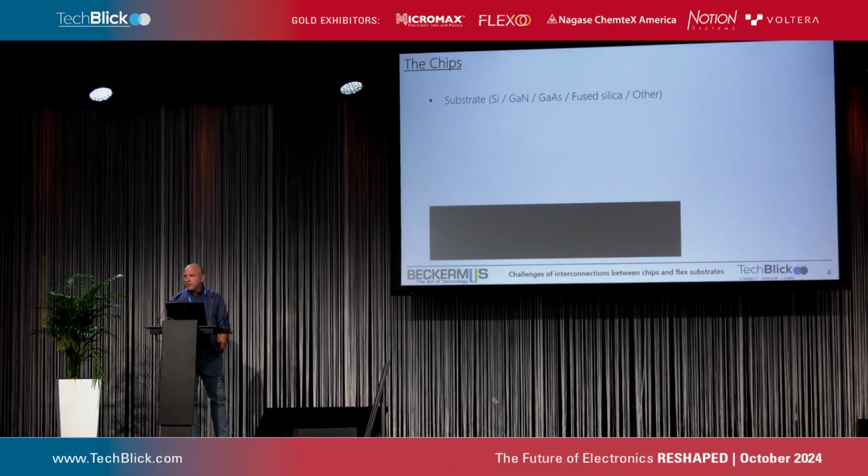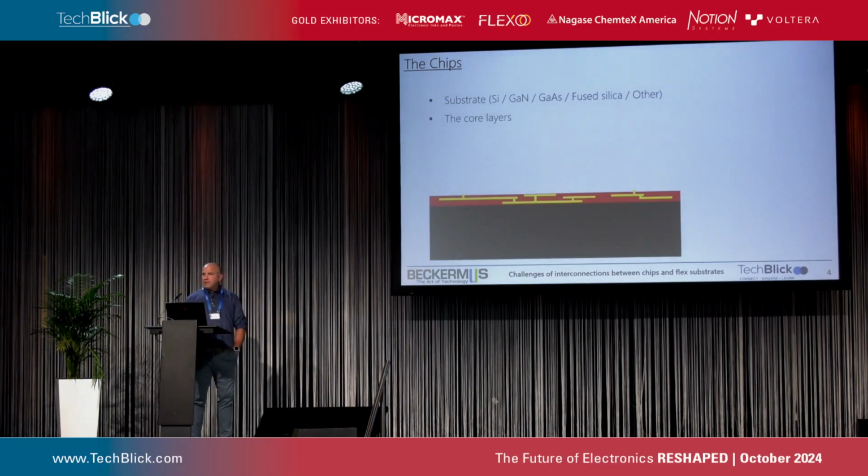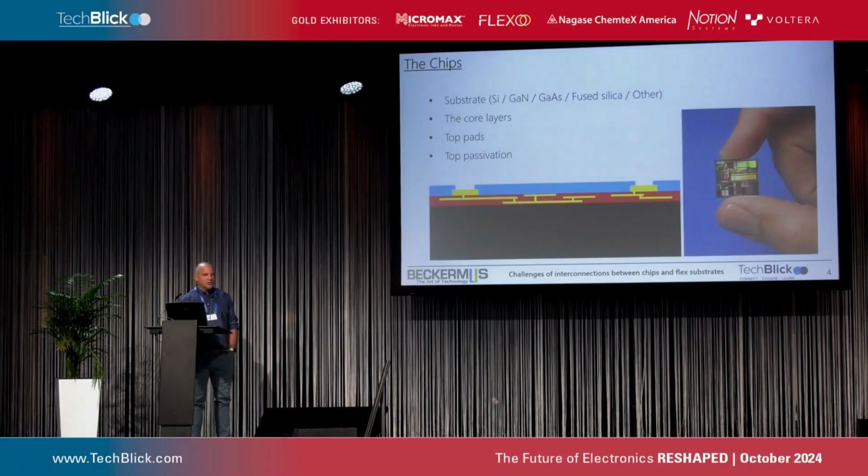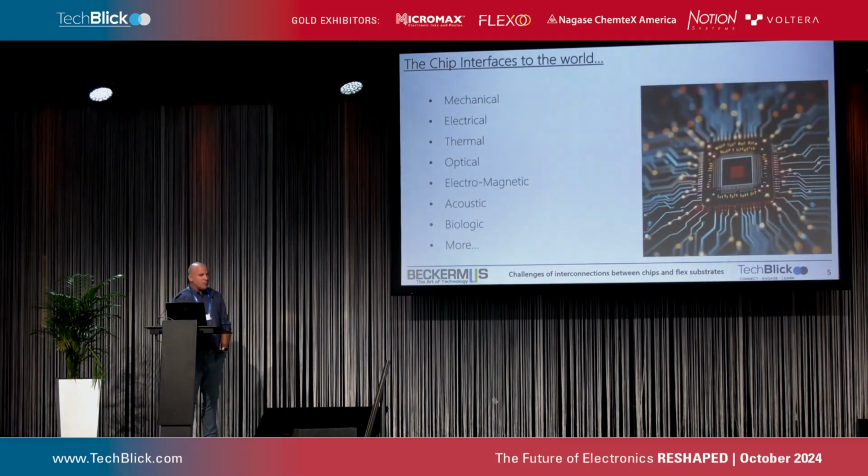Usually you have the substrate itself, which could be from several materials. Then you have the core layers, and the external pads that you want to connect to the outside world. And you have, of course, the top passivation. The top passivation's purpose is to protect the core layers. And finally, you have a discrete chip. This discrete chip can have 2 pads, maybe it has 1,000 pads. It doesn't matter, actually. So the chip interfaces to the world in several kinds of ways.